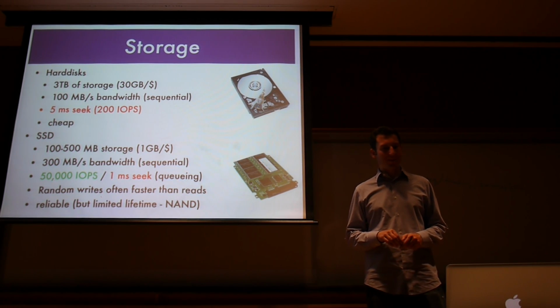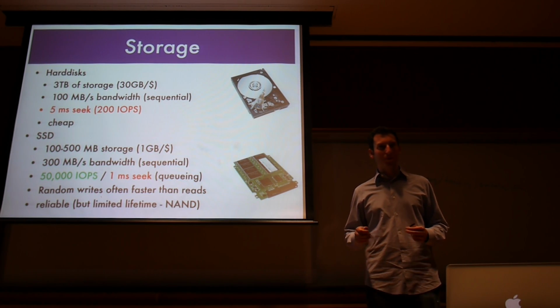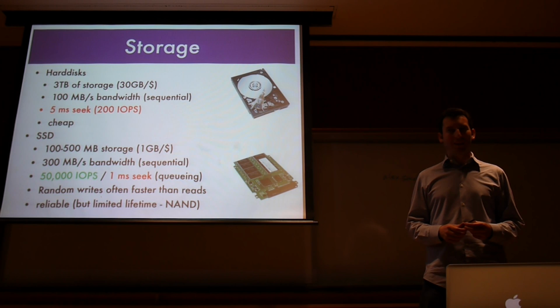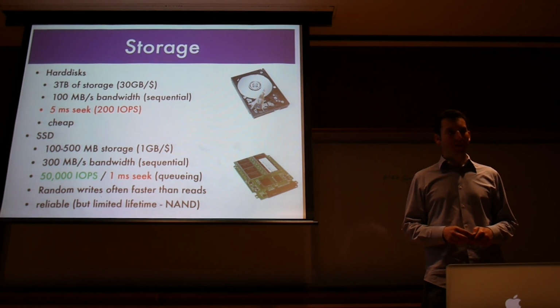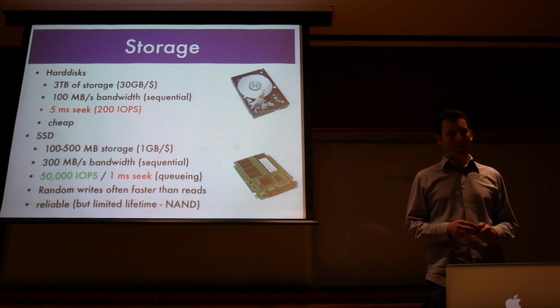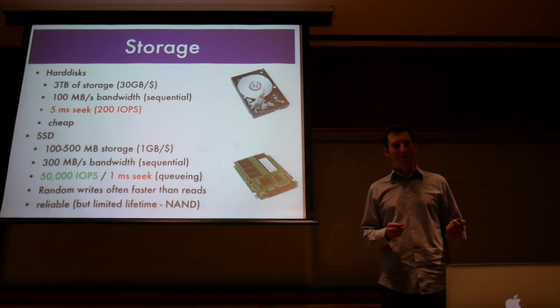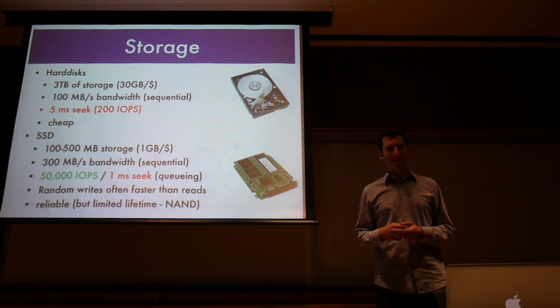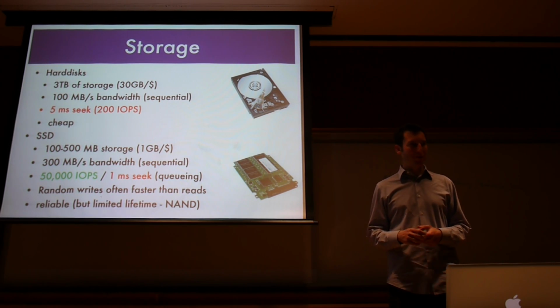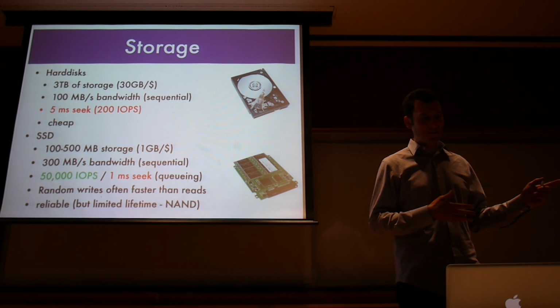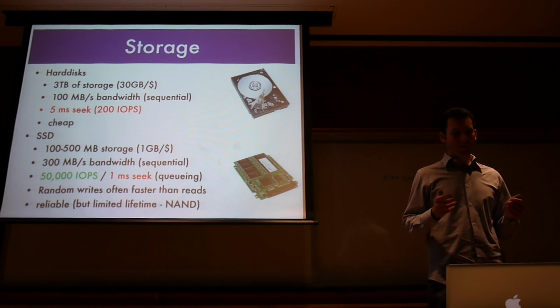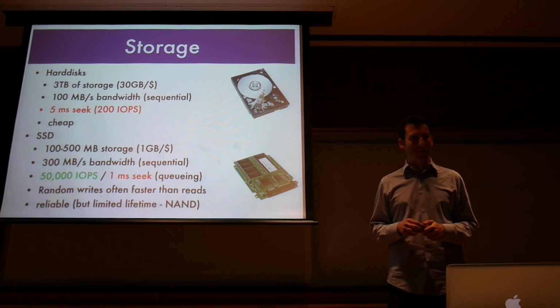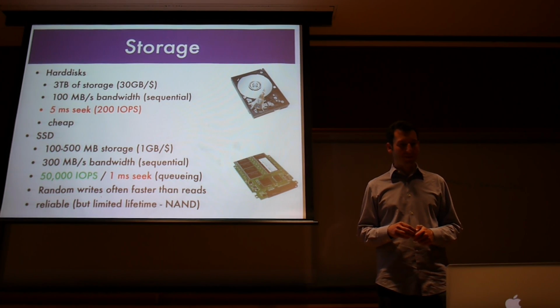So 5 millisecond seek time is, in other words, 200 operations per second is a reasonably optimistic number for your run-of-the-mill hard drive. On the other hand, if you buy a solid-state drive, then 50,000, maybe 100,000 operations per second is quite realistic. You go up by 1 order of magnitude in terms of storage price, but you gain maybe 3 orders of magnitude in terms of random access.